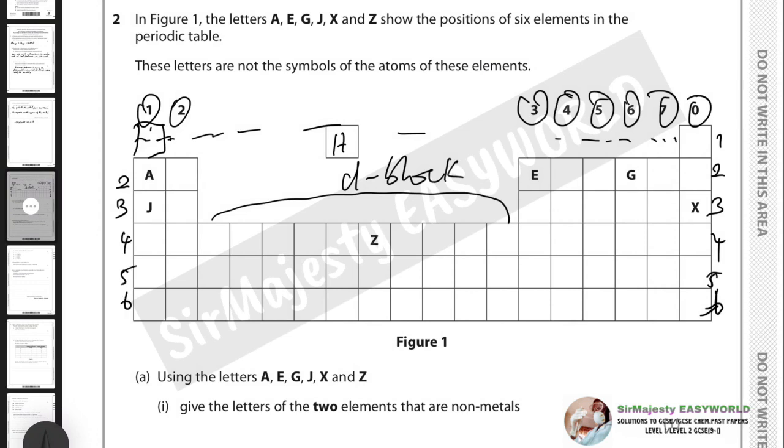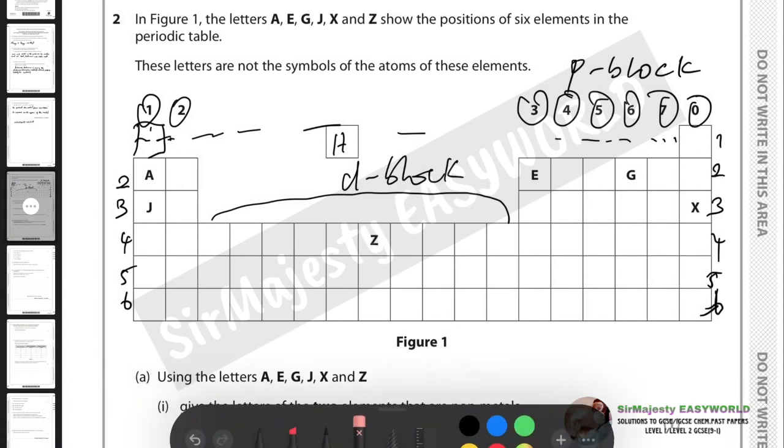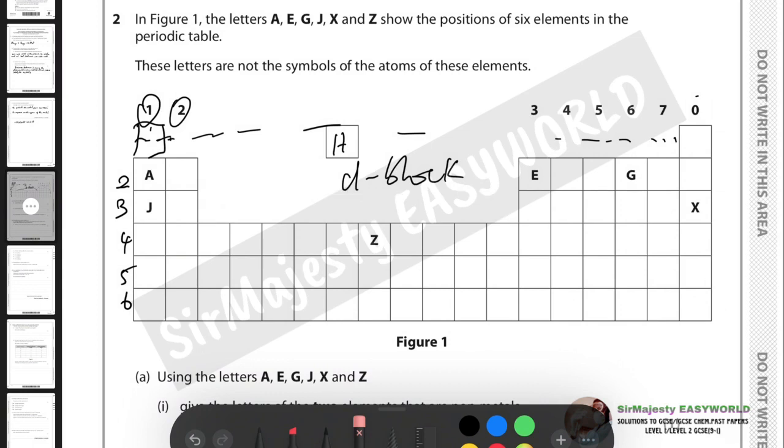So we now go to the question immediately, which says, using the letters A, E, G, J, X, and Z, give the letters of the two elements that are non-metals. Remember, I told you that non-metals are found in the what? P block. We can't find non-metals in the S block except hydrogen, but they didn't put it there. They removed hydrogen and placed it in the middle. So in that case, I have to clean this off so that I will leave the original table and explain more.